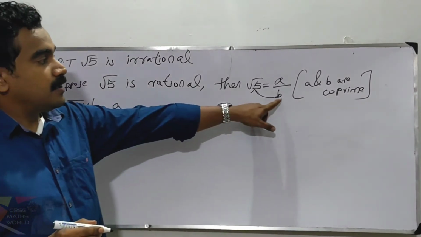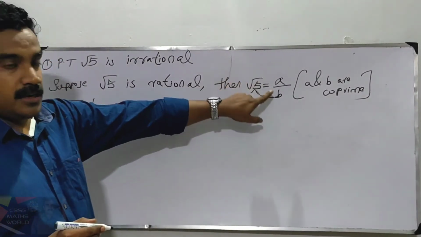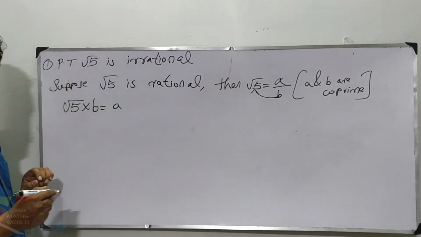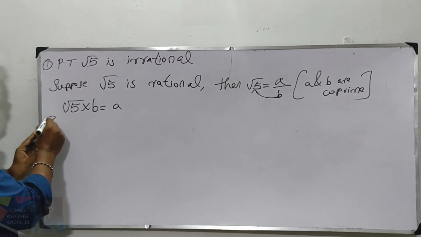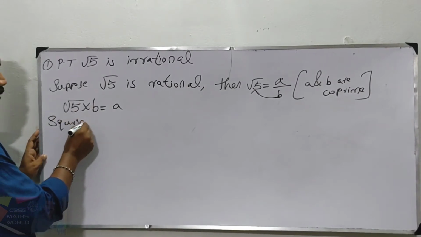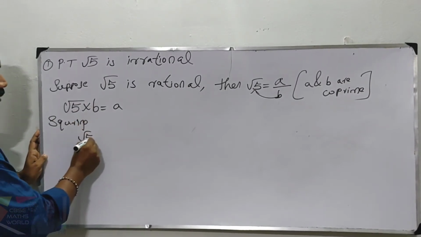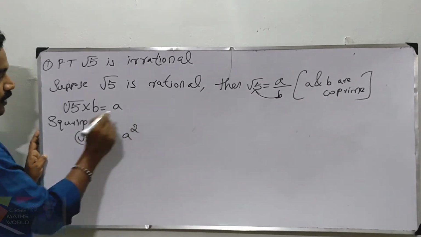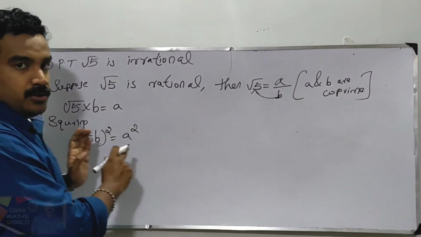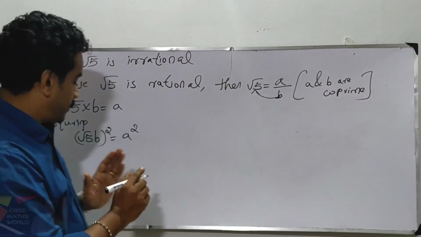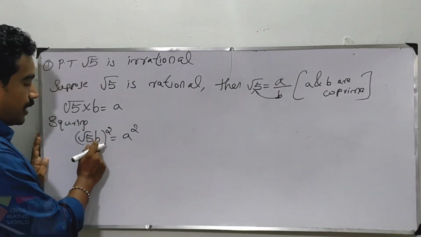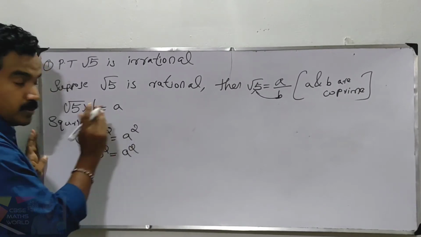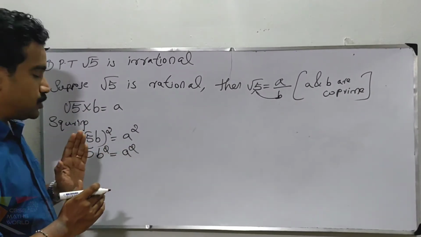What is the next step? Take this b to the left side, that is b into root 5 equal to a. The next step is squaring on both sides. Squaring, that is root 5 b square equal to a square. What is root 5 square? Root 5 square means root 5 into root 5, that is 5, and square of b is b square. You will get 5b square equal to a square.